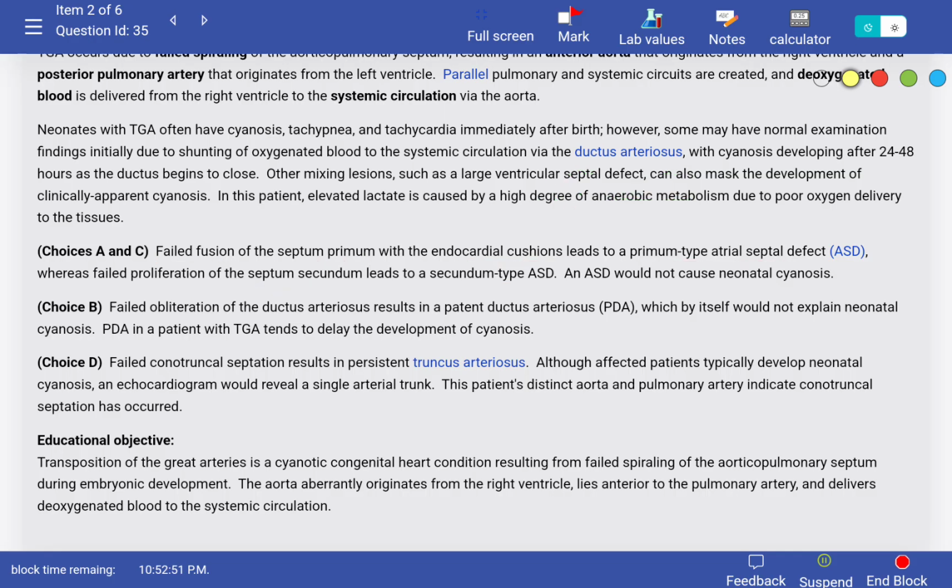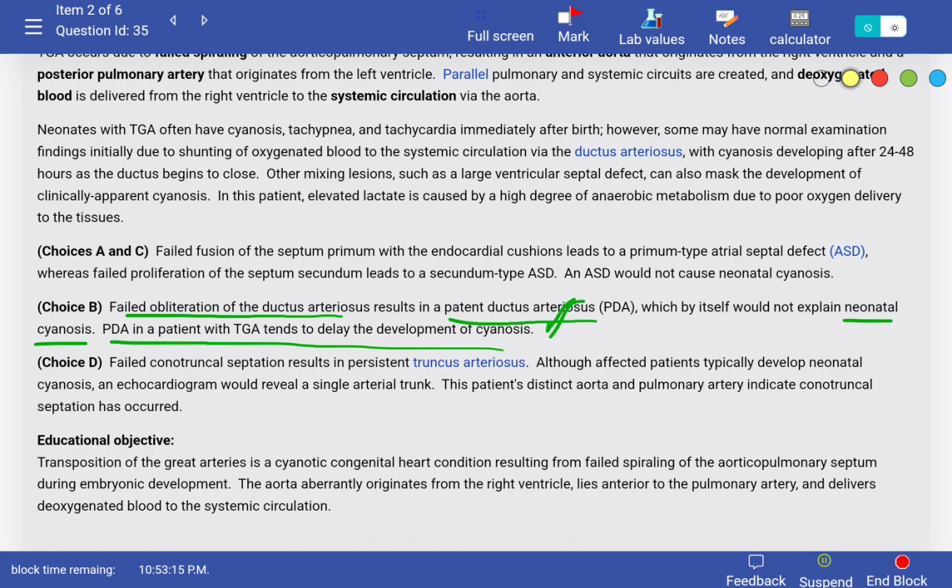Then why not option B? Because failed obliteration of the ductus arteriosus results in PDA, that is patent ductus arteriosus, which by itself wouldn't explain neonatal cyanosis, right? PDA in a patient with TGA tends to delay the development of cyanosis, right?